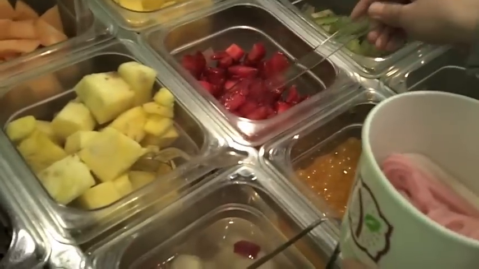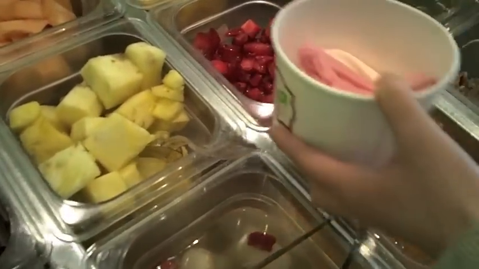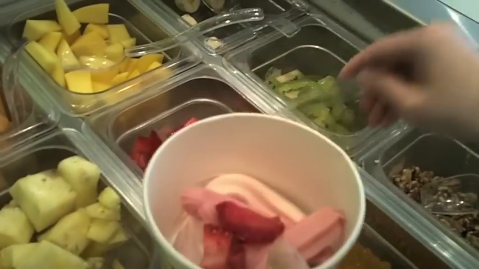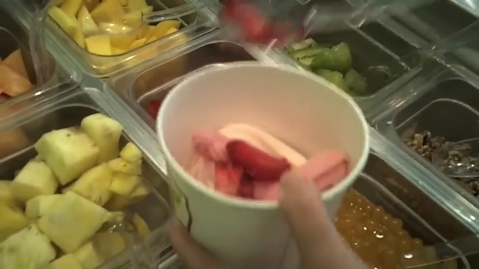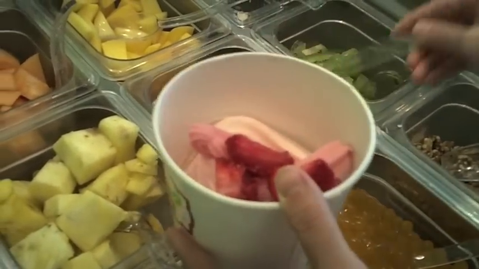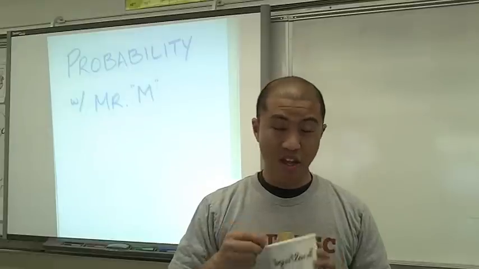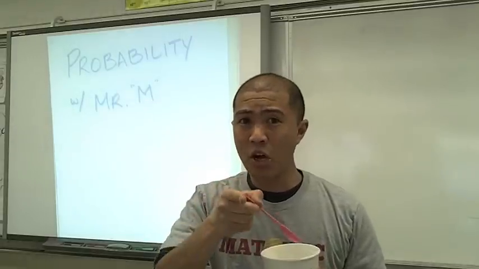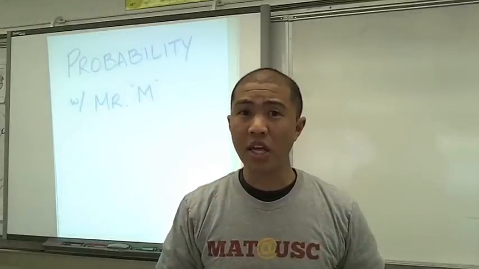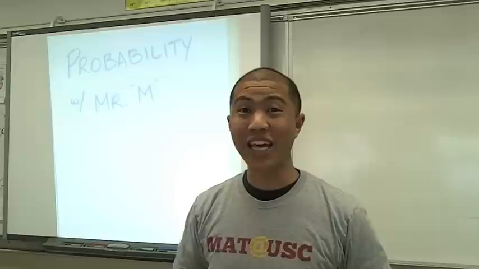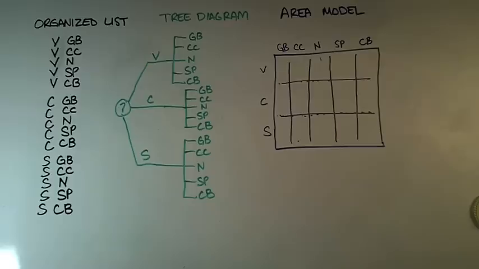Alright, so while you guys are working on your drawings, whatever model you chose to do, you might want to pause it because you might not have enough time, and then come back. Well, I'm just about finished up. I hope you are too. Let's see. What are your options? Does it look like this? Well, here you go. Here are the 3 options. You have the organized list, the tree diagram, and the area model.